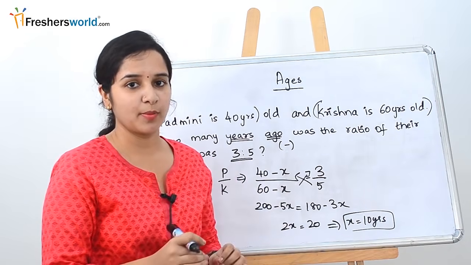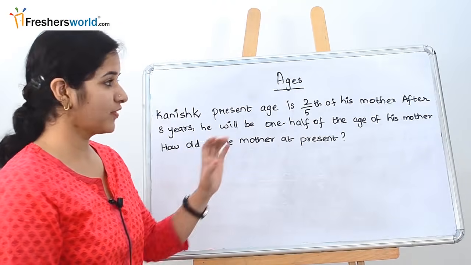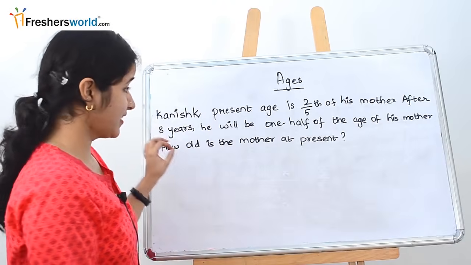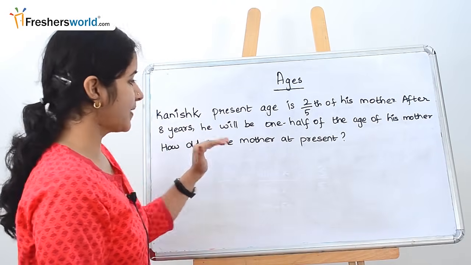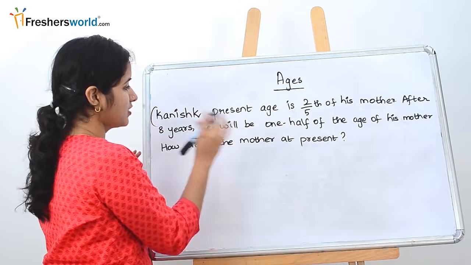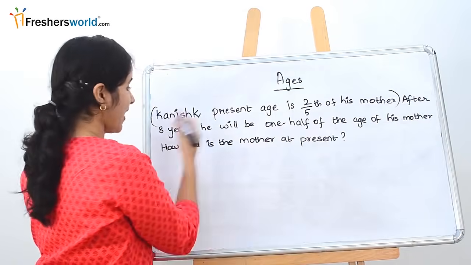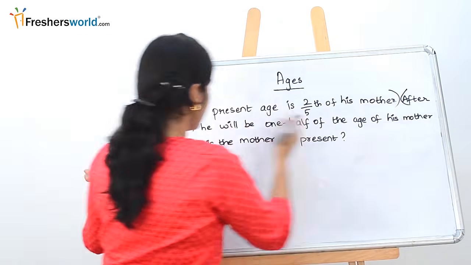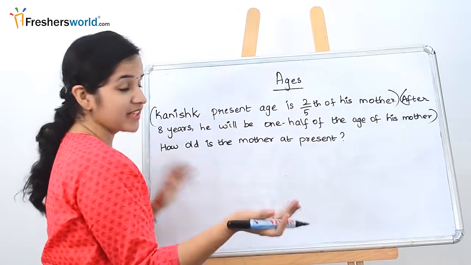Let's solve another problem. The second question that they have given is, Kanishk's present age is 2/5 of his mother's. After 8 years, he will be 1/2 of the age of his mother. How old is the mother at present? As usual, just segregate the question. The first part talks about Kanishk's present age being 2/5 of his mother's. The second part talks about after 8 years, 1/2 of the age of his mother. And they are asking for the mother's age at present.